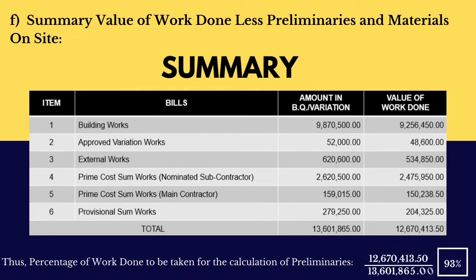After finishing all the calculation of each value, make a table of summary value of work done. Then, by adding all the value of work done from building works to provisional sum works, we will get the total for both the amount in bill of quantities and value of work done. To get the percentage of work done, the total value of work done will be divided by the total amount in bill of quantities and multiplied by 100%. Thus, the percentage of work done to be taken for the calculation of preliminaries is 93%.